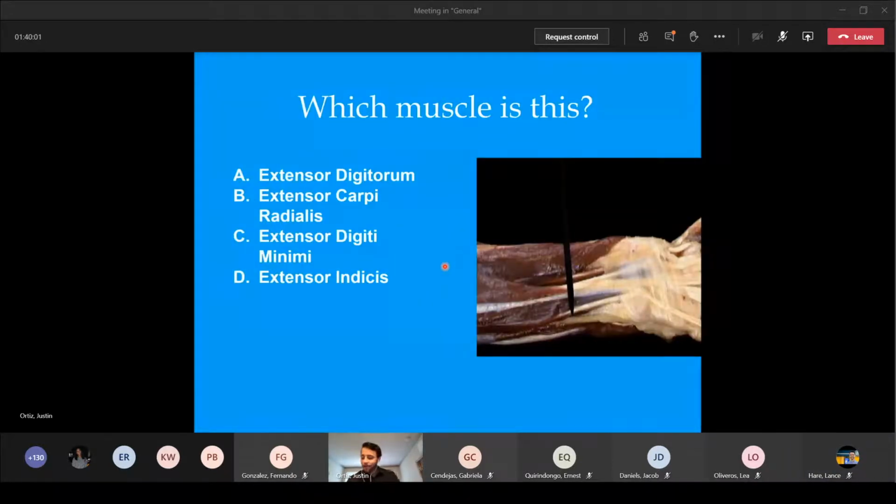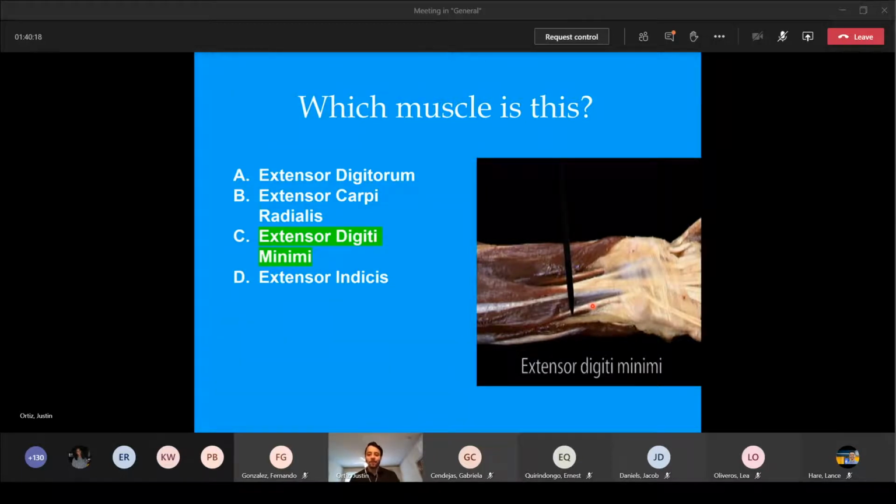All right, so what was the answer? You went with C. Yes, that is correct, extensor digiti minimi. The more you look at these pictures and understand where everything is anatomically, if you notice one muscle on there and you know that muscle is on the posterior side, then you already know where you are on the arm. Like I said, since I know that no muscles look like this on the flexor side, you don't have flexors that wrap around like that, then you know that you're on the posterior side. That's a little tip to help you remember that it's on the posterior side.